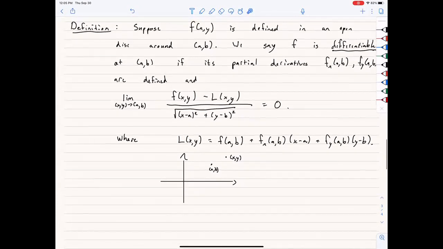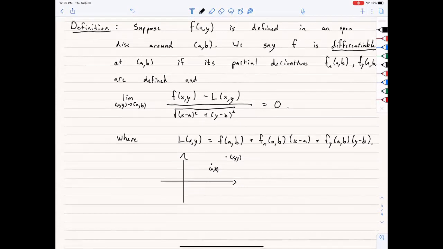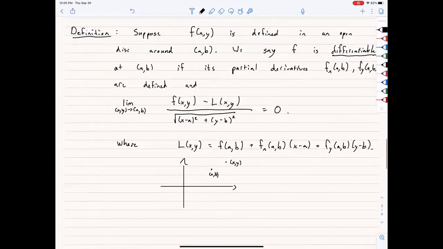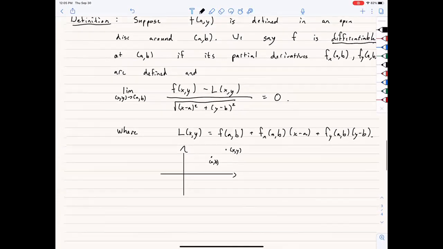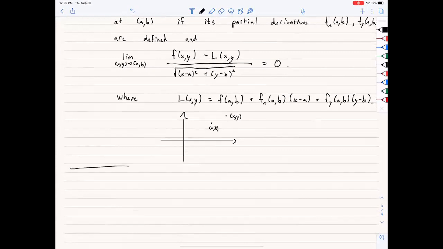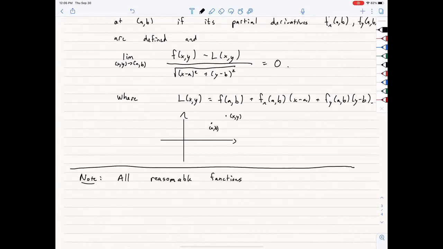In fact, let's do an example. I like this example. It kind of shows how many variables can be more tricky than one variable. So let's look at, well, before I do this, let me just say one thing. All reasonable functions are differentiable on their domain.